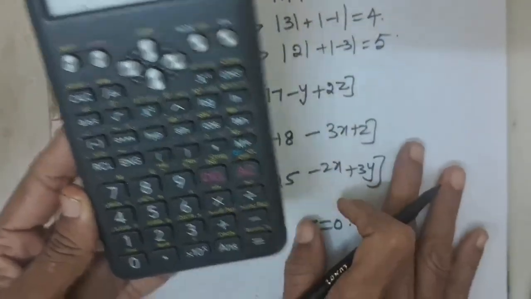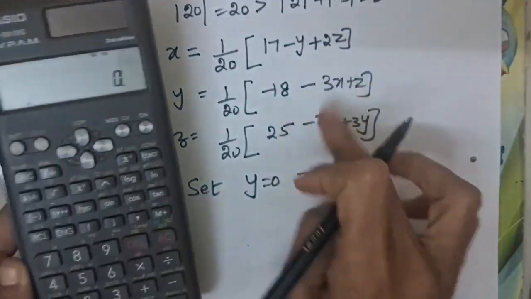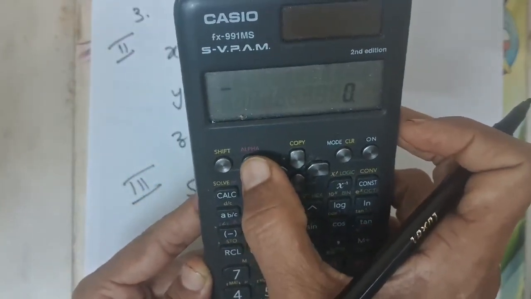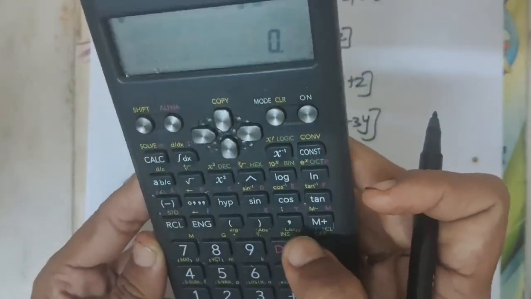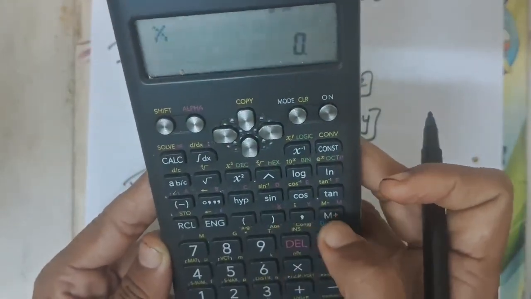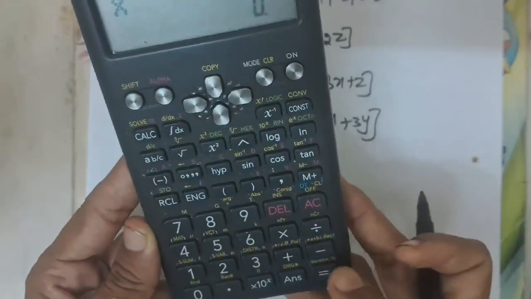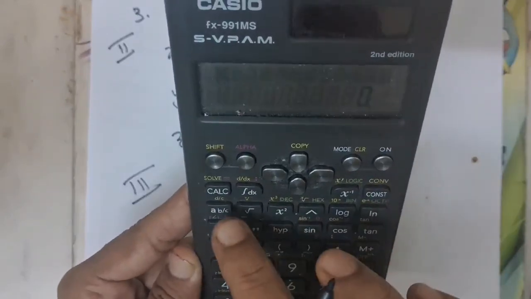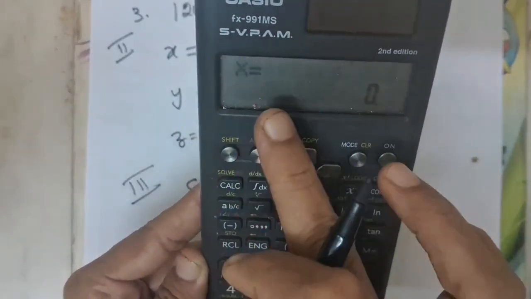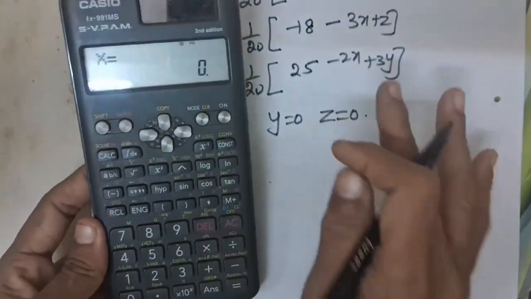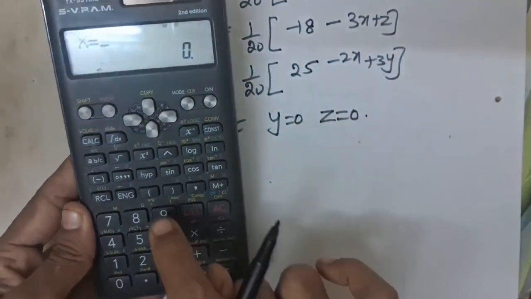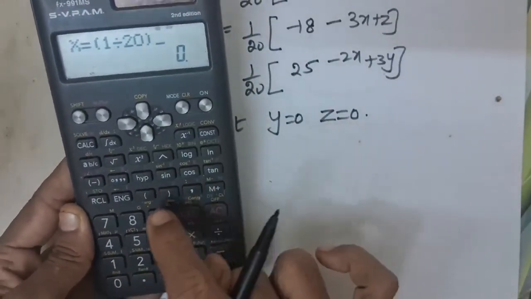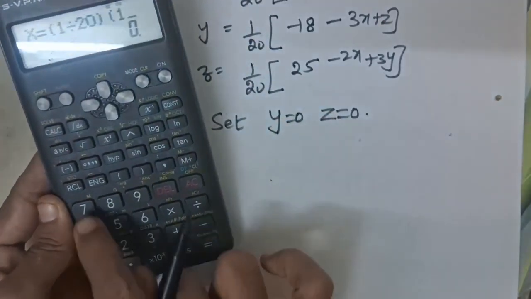After that, we are going to feed these 3 equations. For that, first press alpha, then press this x. So this gives me x. Don't press this usual equal to. Press this alpha and this calc. So that will give me x. So x equal to what? 1 by 20. So put this bracket, 1 divided by 20. Close the bracket. Again open the bracket, 17.